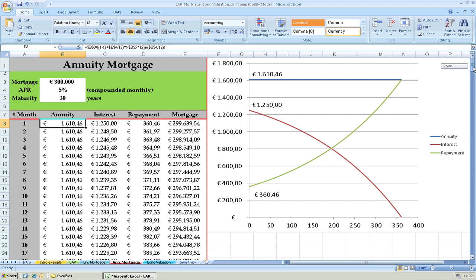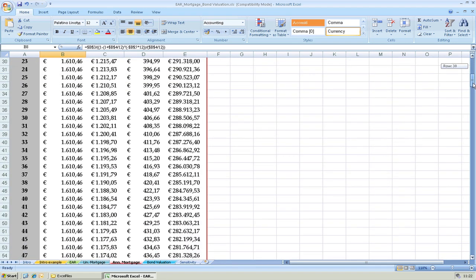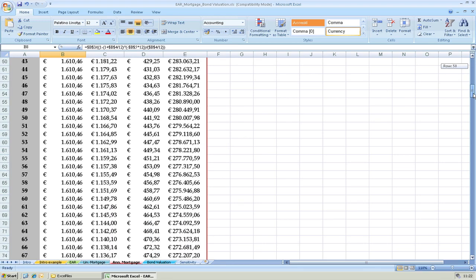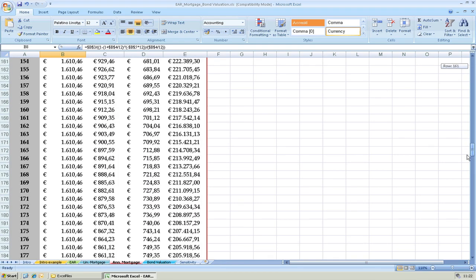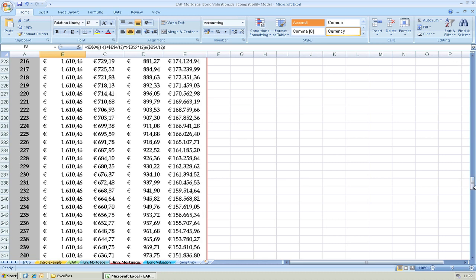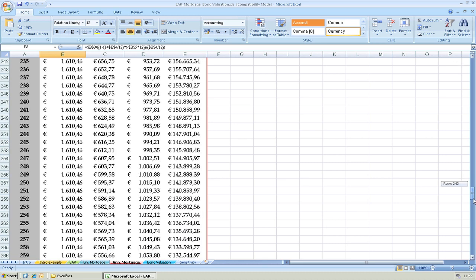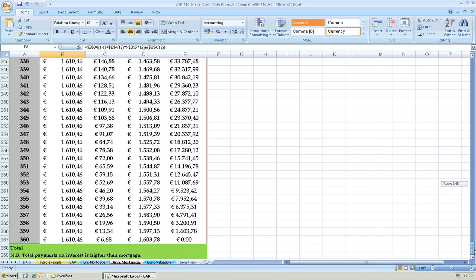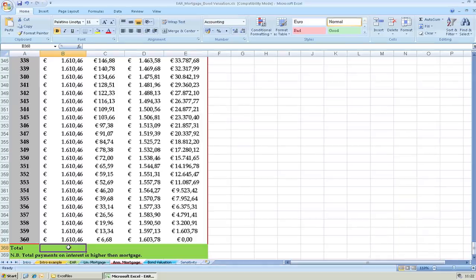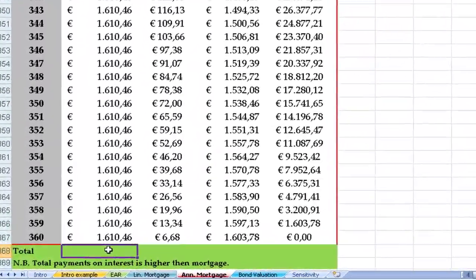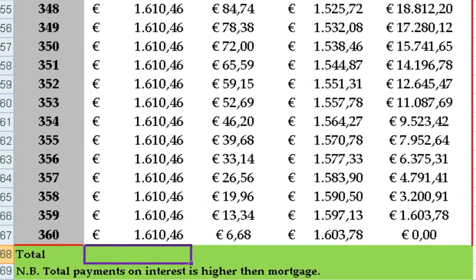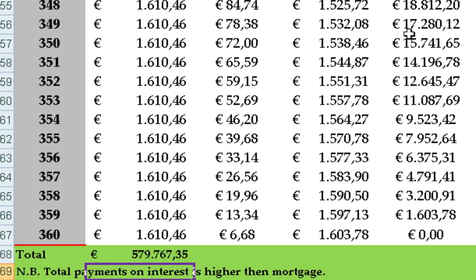But during the course of time, what do we see? The interest payments become smaller, and the redeeming on the principal, on the mortgage we took out, starts increasing. So this is what happens. And for instance, if we look at what we in total pay on this mortgage, now let's take these sums. This is what we pay, almost 580,000 euros on the 300,000 we lent in the beginning.